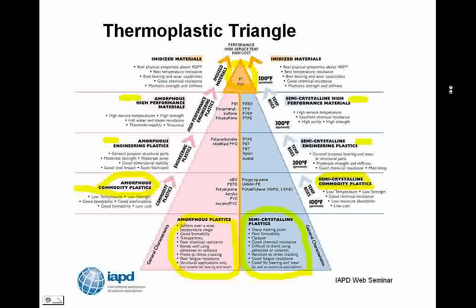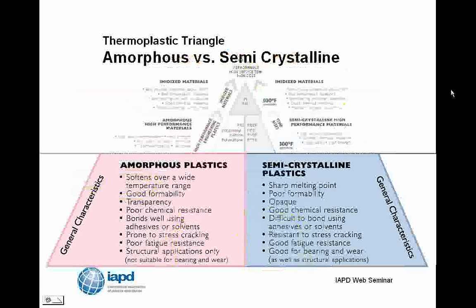So on to the next slide. What we've done here is zoomed in on just the bottom portion of that triangle so we can really look at these characteristics of amorphous thermoplastics and semi-crystalline thermoplastics. The first thing you'll notice about amorphous thermoplastics is they soften over a broad temperature range.